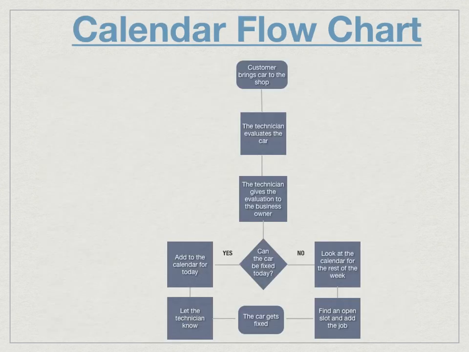So then we have the two flow charts. You have one for the calendar, which is the customer brings the car to the shop, and the technician evaluates the car. The technician gives the evaluation to the business owner. The question becomes, can the car be fixed today? If it can, it will get added to the calendar for that day, and the technician will be informed, and then the car gets fixed. If it can't, then the calendar will be looked at for the rest of the week, and an open spot will be found, and the job will be added, and then the car gets fixed.